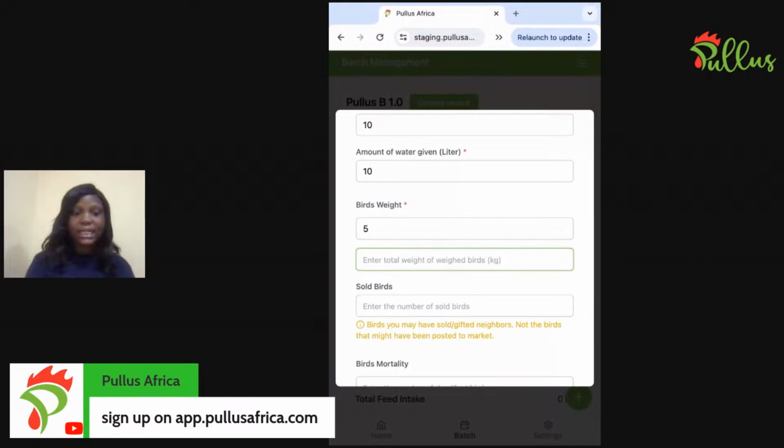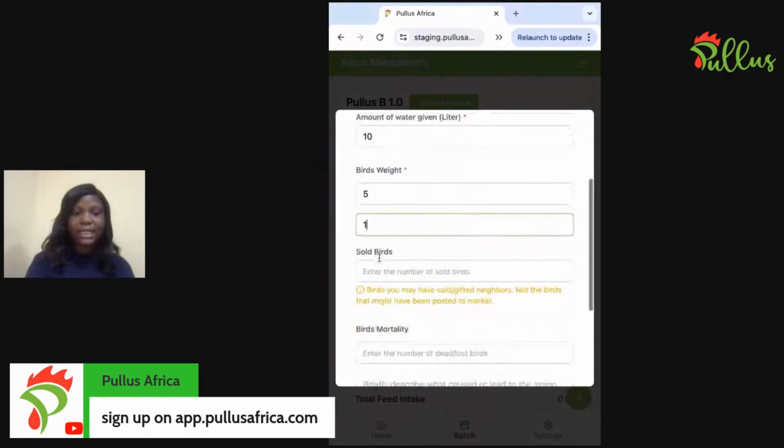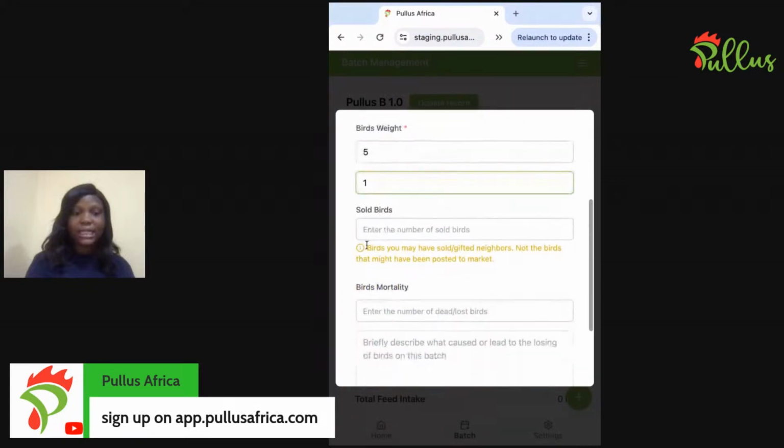So let's say one, assuming, I doubt it can be one though. But then sold birds. Enter the number of sold birds. So these are birds that may be sold or gifted to your friends or families, or that you even ate. You can put that number there, but we're not eating our chicks, so we will leave it there.